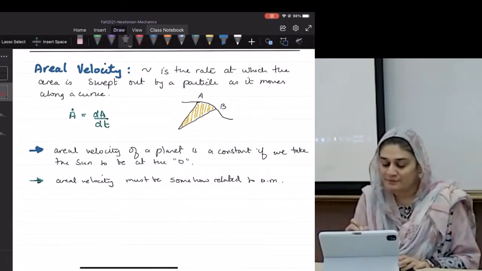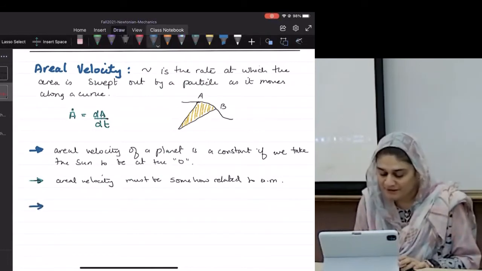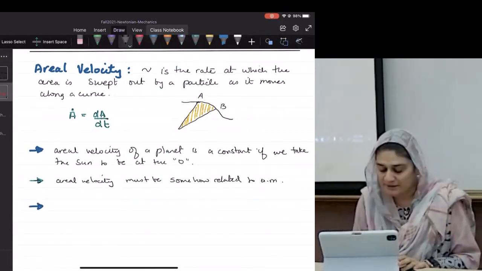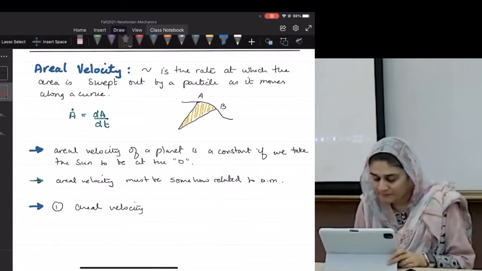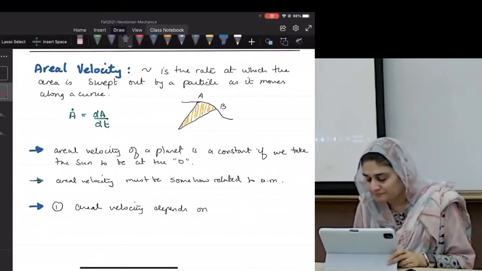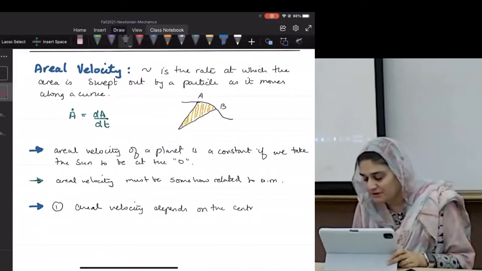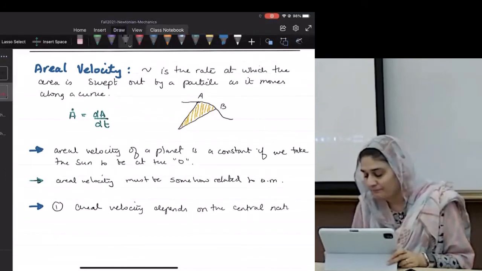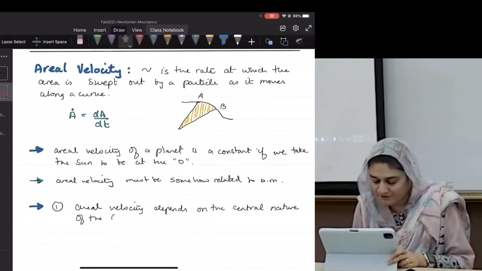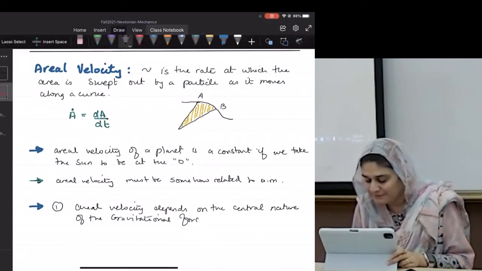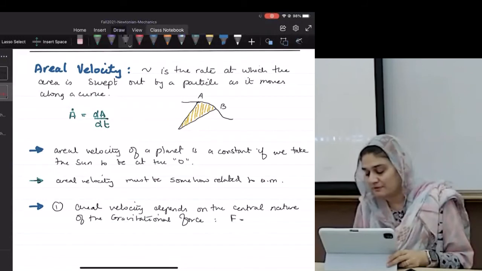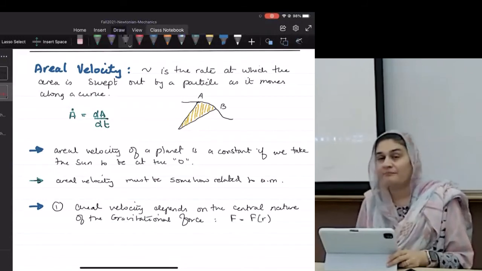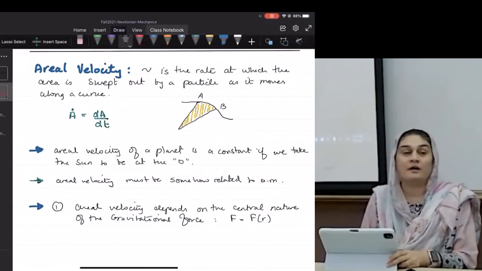I want to tell you that the areal velocity depends on, number one, the central nature of the gravitational force. What does that mean? The central nature of gravitational force. F is a function of R only.